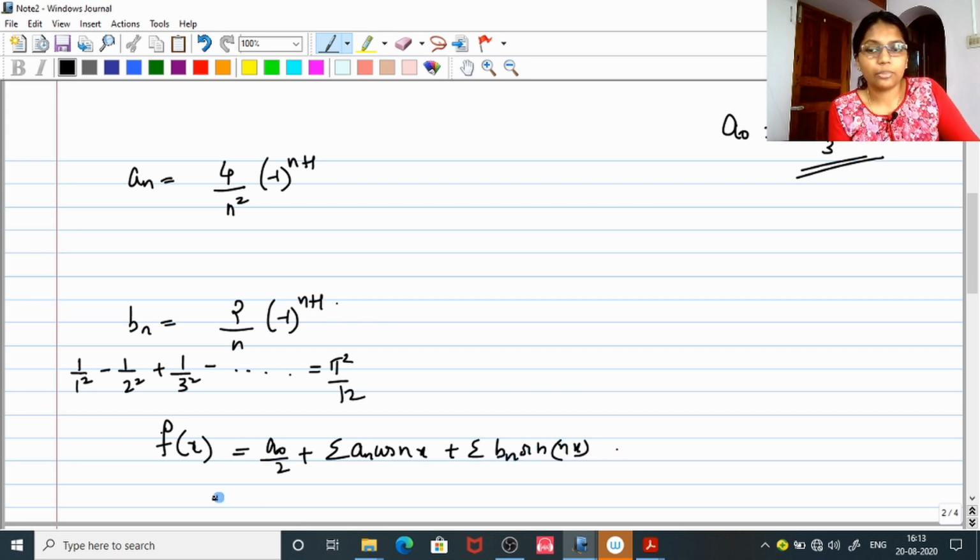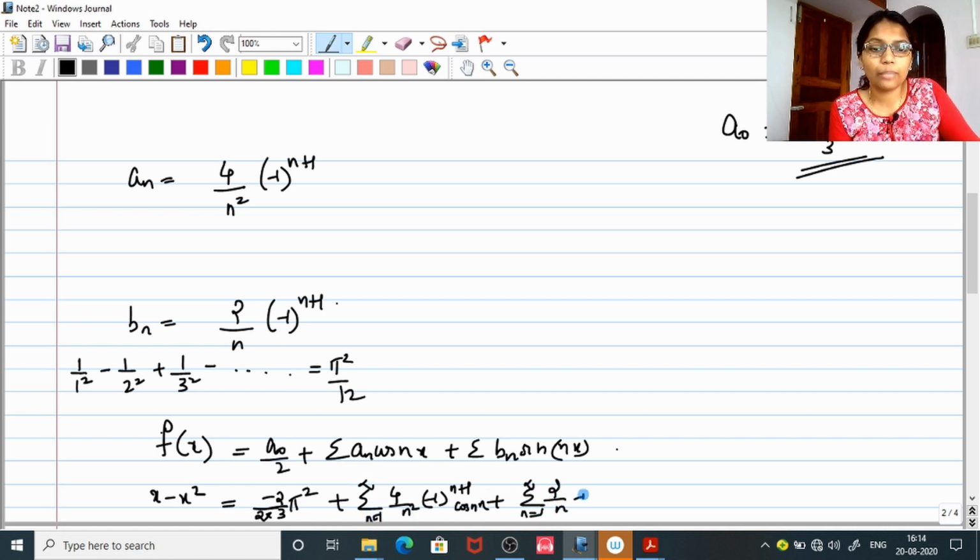Which means f of x, that is x minus x square, equal to a0 by 2. a0 by 2 means a0 is minus 2 pi square by 3, divided by 2. Okay, 2 I have written in the denominator, plus sigma, what is an? An is 4 by n square minus 1 raised to n plus 1, cos nx, plus sigma n equal to 1 to infinity. What is bn? Bn is 2 by n minus 1 raised to n plus 1, sin nx.